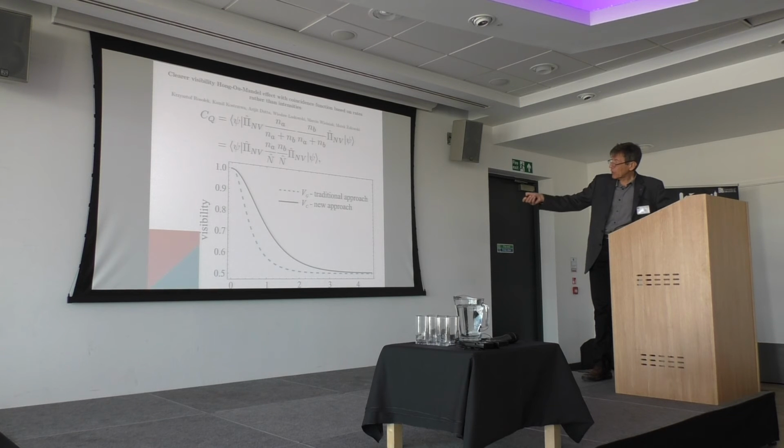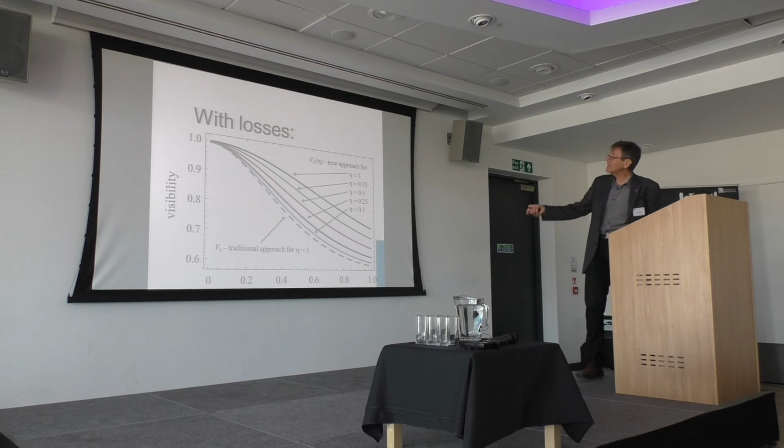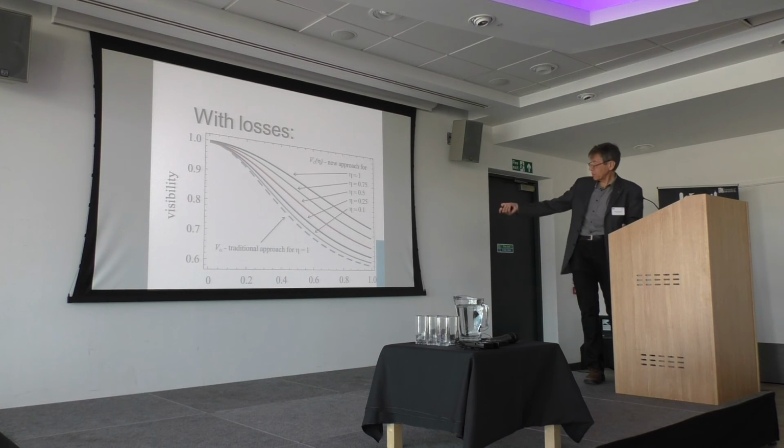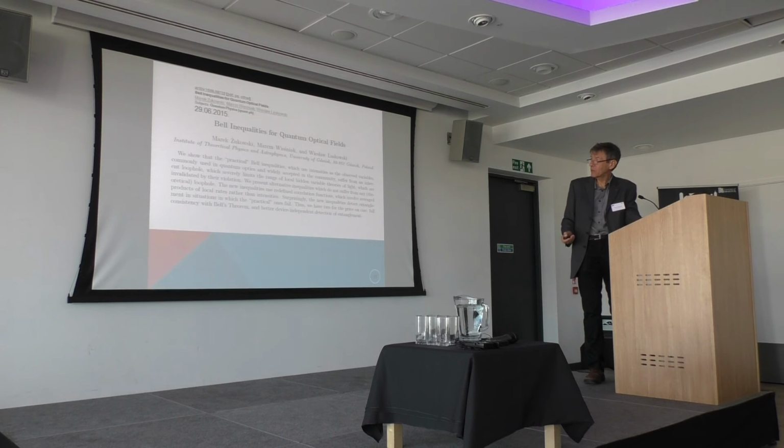Instead of treating it as a correlation of intensities in outputs A and B, we always divide each of those measurements by the total number. And then you see how much clearer our Hong-Ou-Mandel visibility is than in the classical case. And the funny thing is, it's extremely resistant with respect to losses. Here are our graphs with the new approach, and that's the standard approach. So we beat them even.